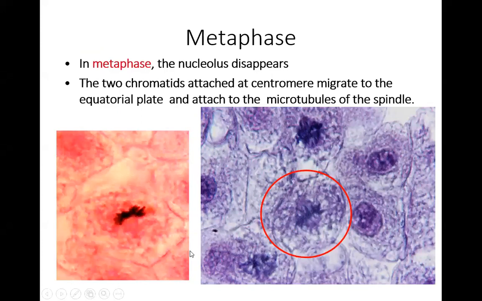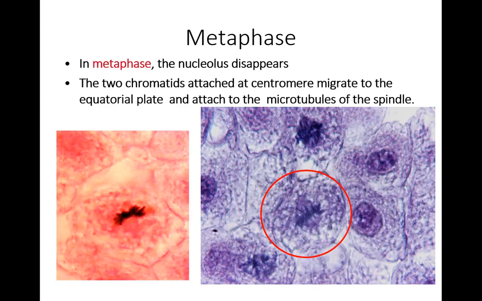Second stage is the most obvious, and that is called metaphase. Metaphase, all the nuclear structures are gone. The chromosomes have moved to the middle of the cell. They've lined up on what we call the equatorial plate. That's an imaginary line right through the middle of the cell. And the spindle fibers are attaching to the chromosomes. Now, some of them attach to the chromosomes and some don't.